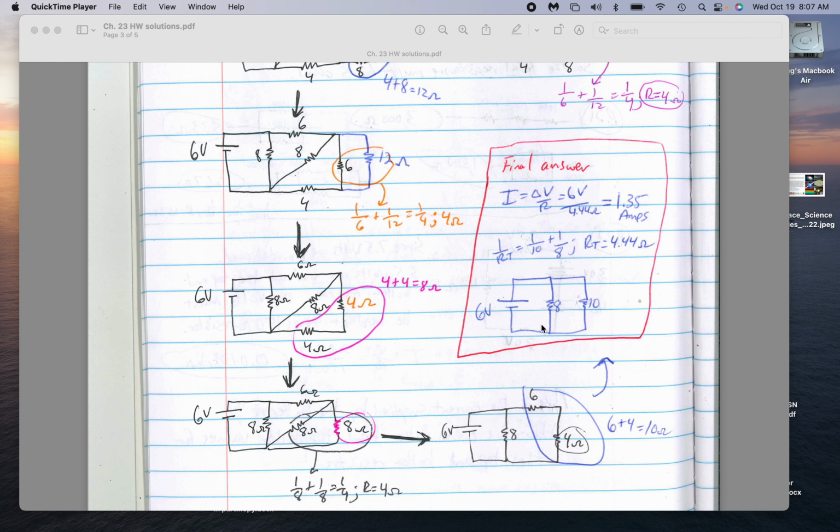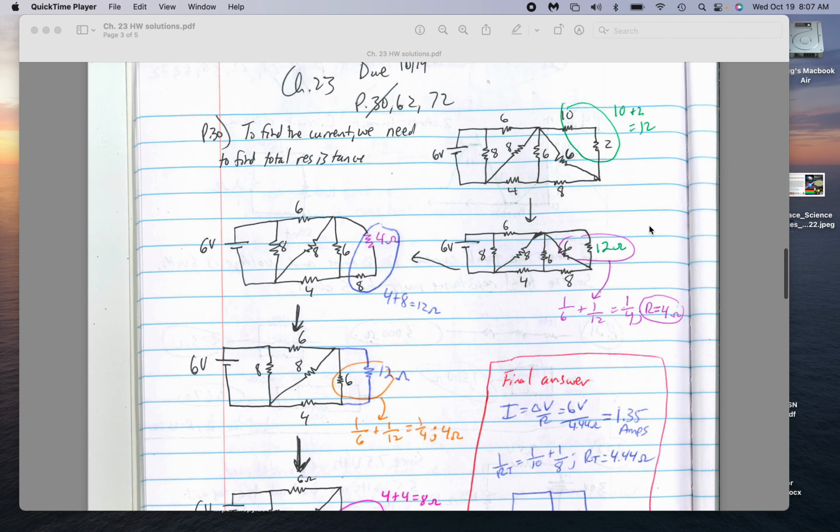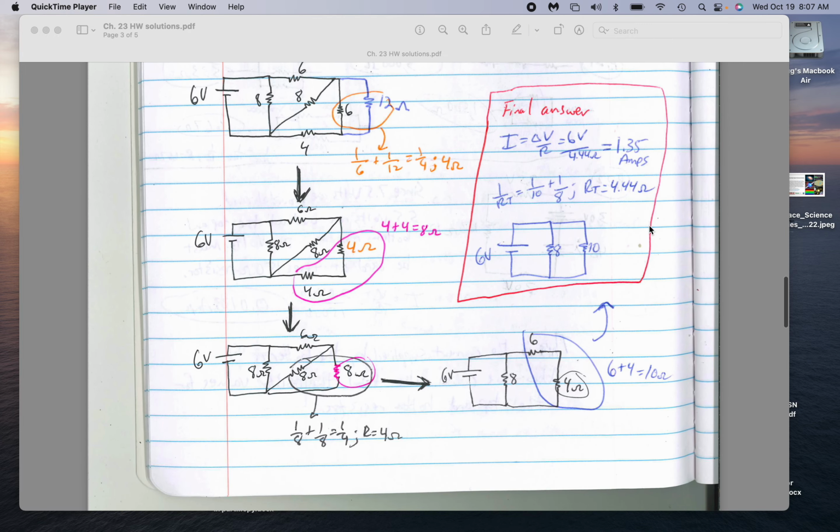So I end up with a circuit that has an 8 ohm resistance in parallel with the equivalent of a 10 ohm resistance. And that becomes 4.44 ohms. And so now I do Ohm's law, 6 volts divided by that total resistance, and that gets me 1.35 amps. So look at the PDF if you have questions, but I did this one step at a time. It's hard to do it other ways.